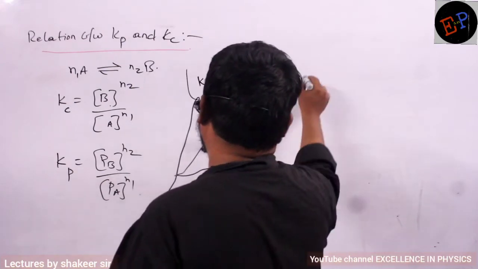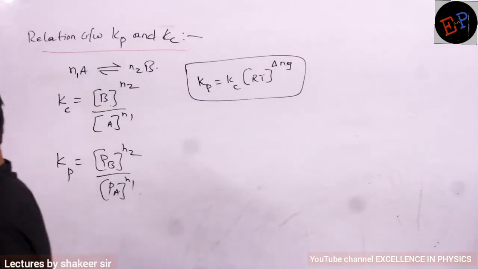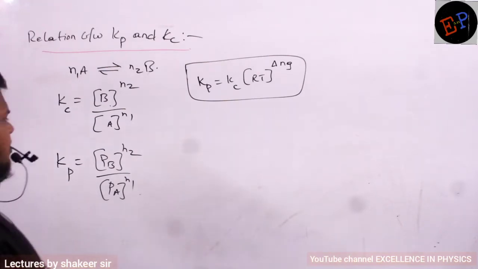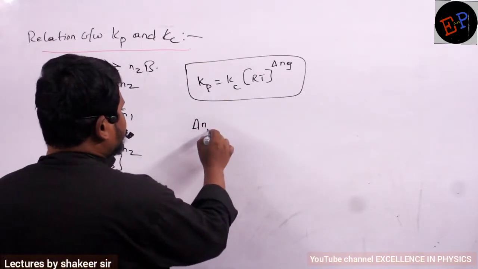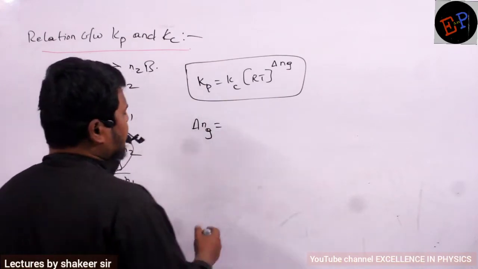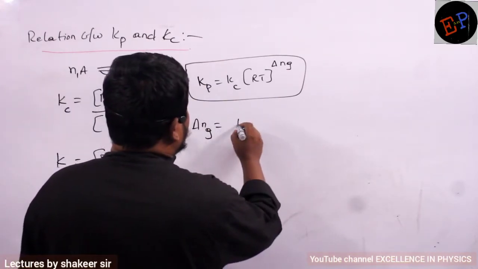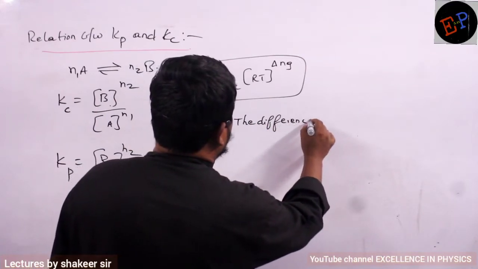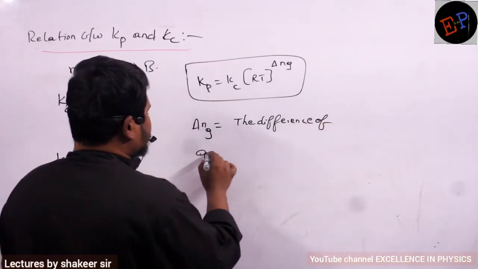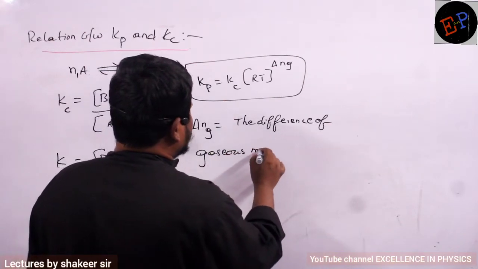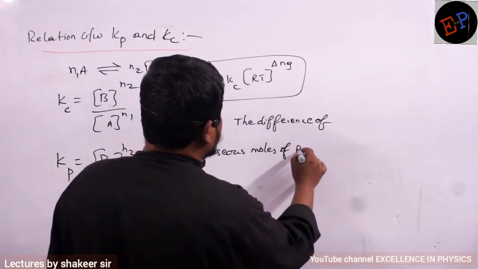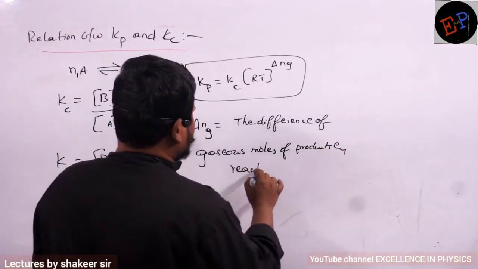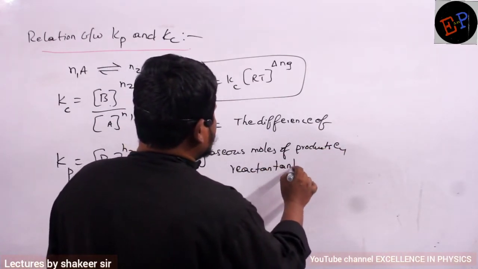This is the reaction. So, a very important relation between Kp and Kc. What is meant by delta Ng? Already we have studied this. Delta Ng means the difference of gaseous moles of products and reactants.